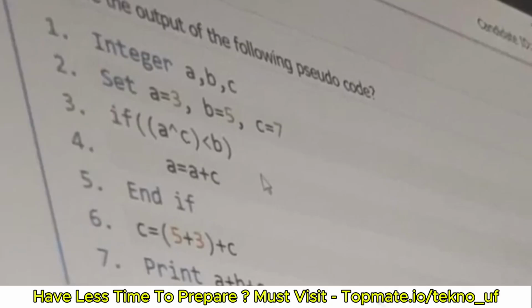So if A XOR C is less than B, at first we have to calculate A XOR C. A means 3, so 3's binary representation is 1 1, and C means 7, so 7's binary representation is 1 1 1. In the case of the XOR operation, if both statements are true or both are false, then we make them false. Here both statements are true, so false. Both statements are true, so it is false. And here the statements are different, so this will be true. So 100, that means A XOR C is 4. 100 is the binary representation of 4.